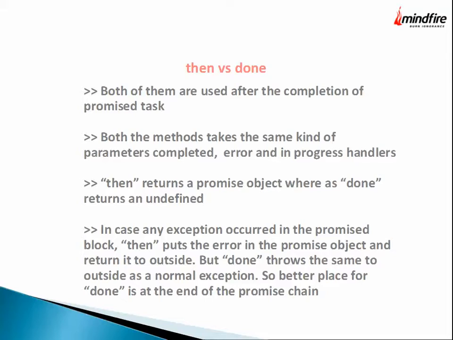If you want to deal with your set of tasks as soon as it's completed, go with this one. If you want to measure progress, like it is in progress, then you can write a handler in the progress handler. And the error is obvious. If you get any error in your response handling, in your promise, then it comes back to the error handler. Then returns a promise object, whereas done returns undefined.